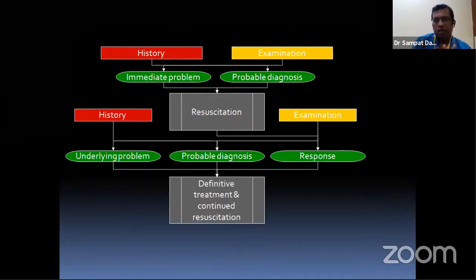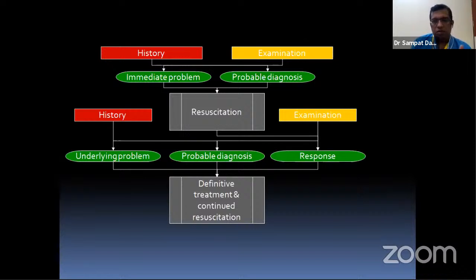So whenever a patient comes to us, there are two things: the immediate problem and the probable diagnosis. Obviously, COVID is the diagnosis. But the immediate problem means why the patient has come to us. Is it because of hypoxia? Is the patient restless? Is the patient drowsy?